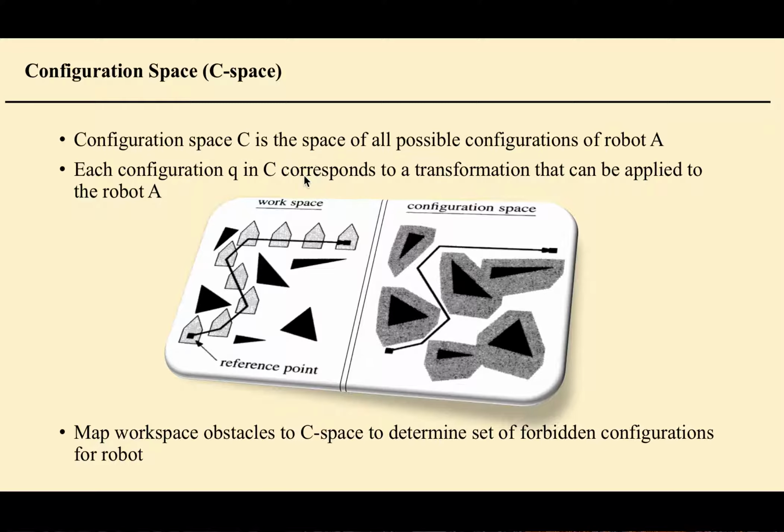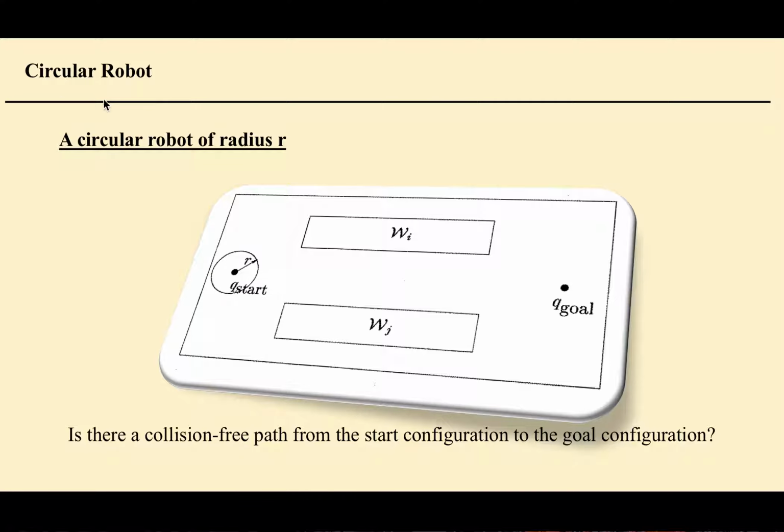I'm going to simplify this example that I gave with a more simplified example. In this example, we have a circular robot of radius c, which is this one right here. We have the Q start, which is the initial point, and the goal point. We have two obstacles, Wi and Wj. The question here is: is there a collision-free path from the start configuration to the goal configuration? Because this is a simple example, we can just eyeball it and say, yes, this is a free path.